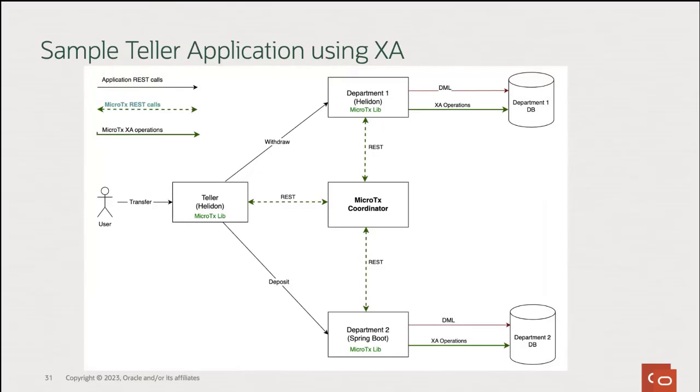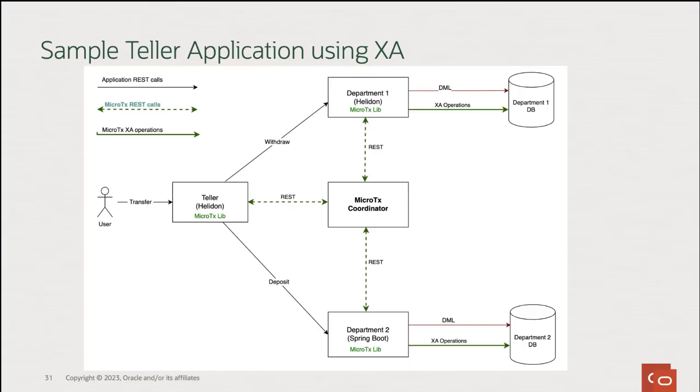And there are three microservices. Again, the teller microservice, the department 1 and the department 2 microservices. Both department 1 and department 2 use separate Oracle databases. And a user makes a REST call to the teller microservice. The teller service provides a transfer operation that can perform withdraw and deposit operations on accounts as an atomic operation.